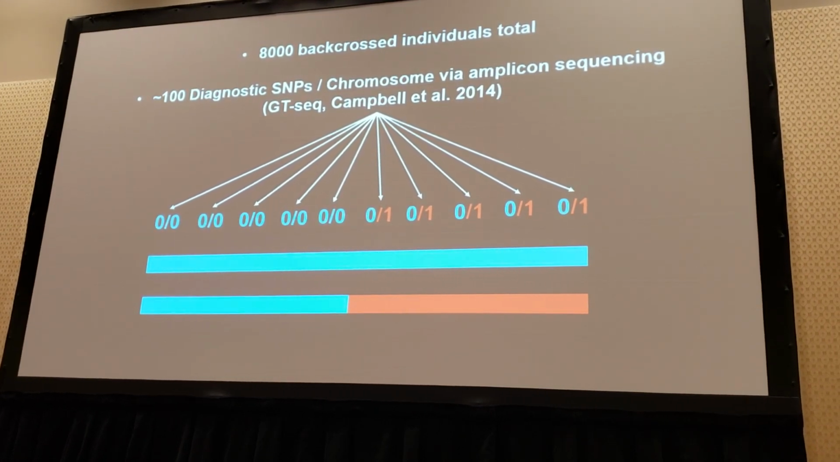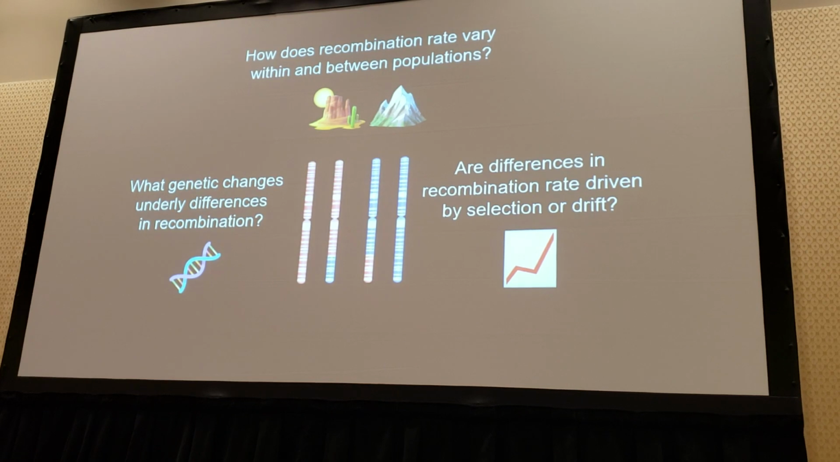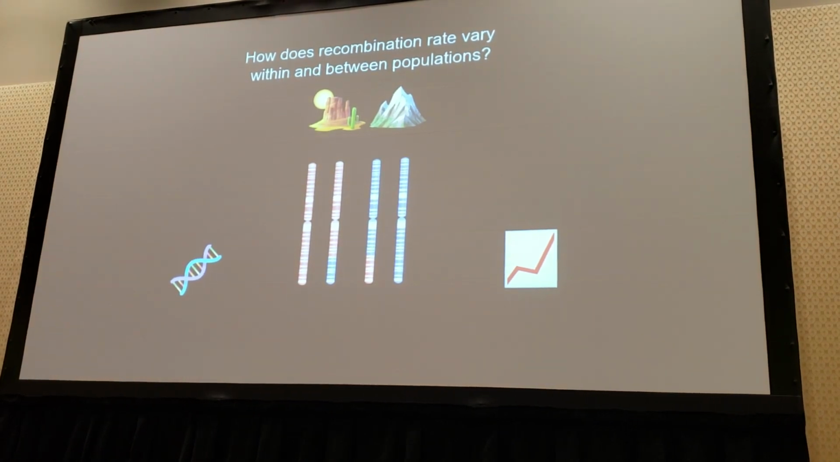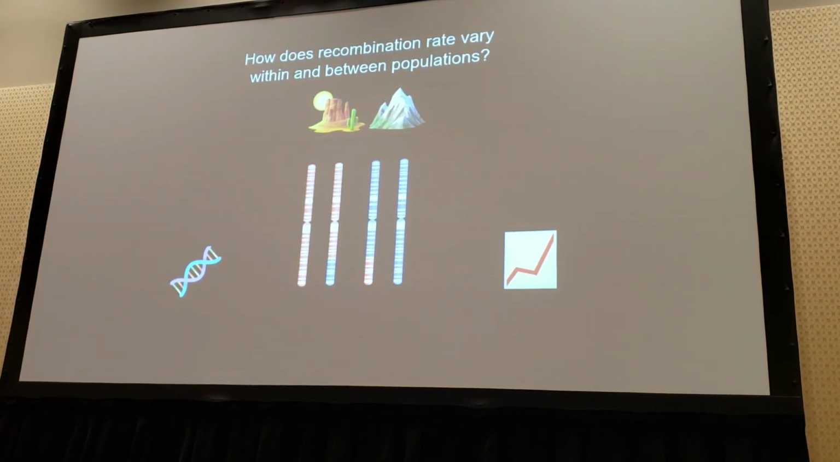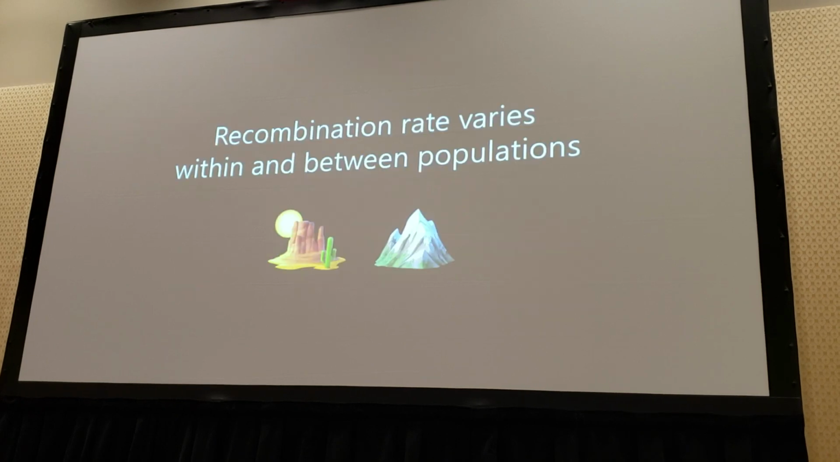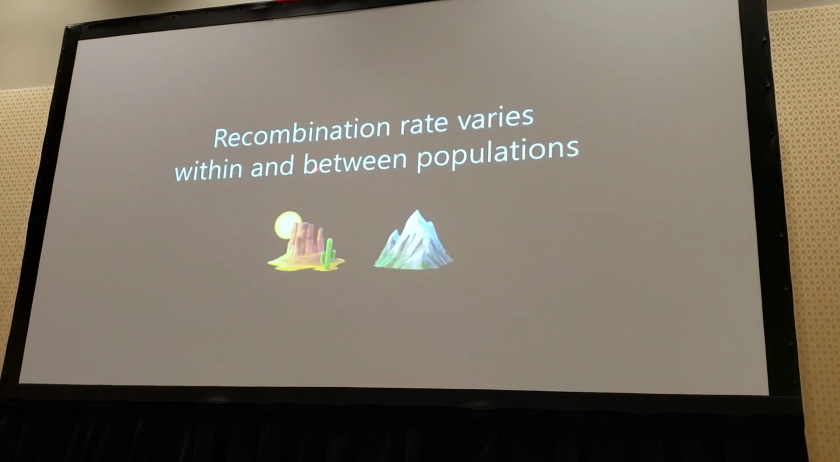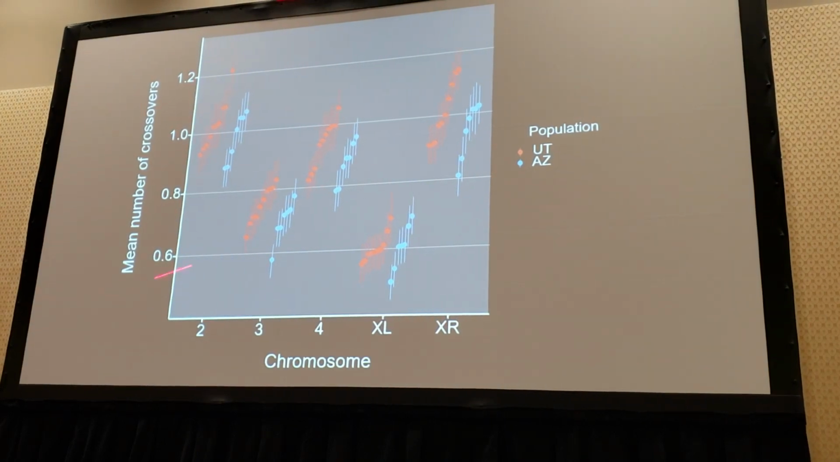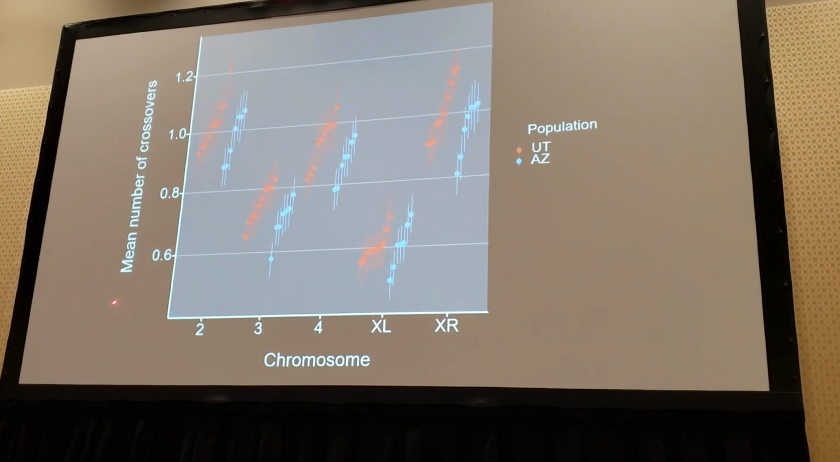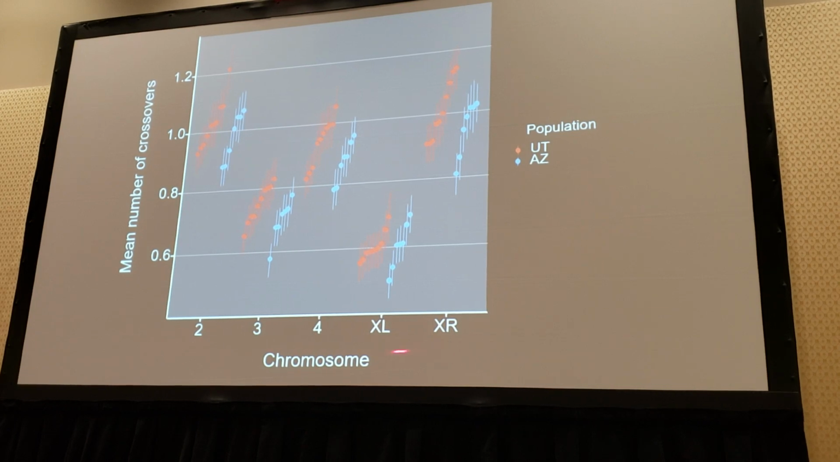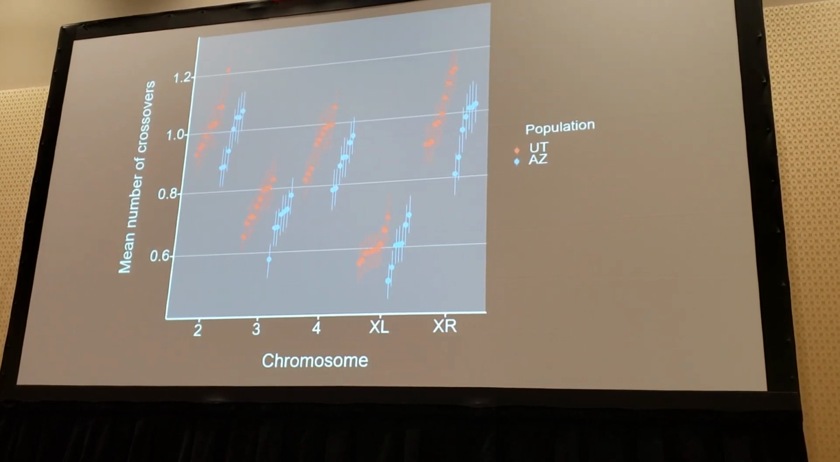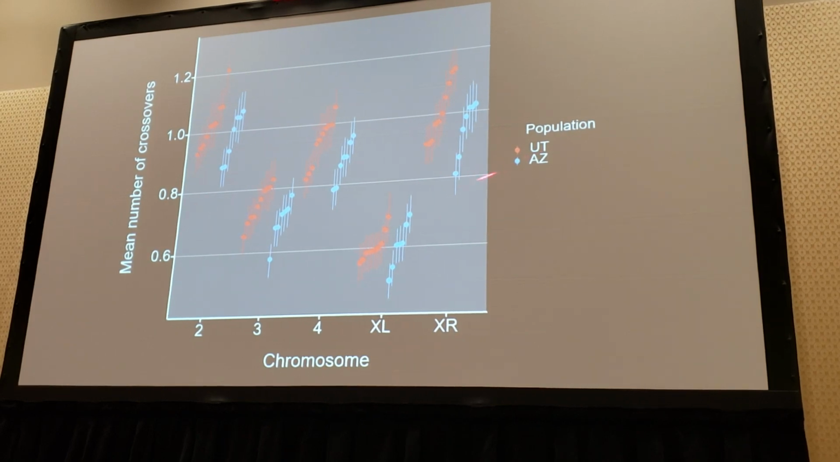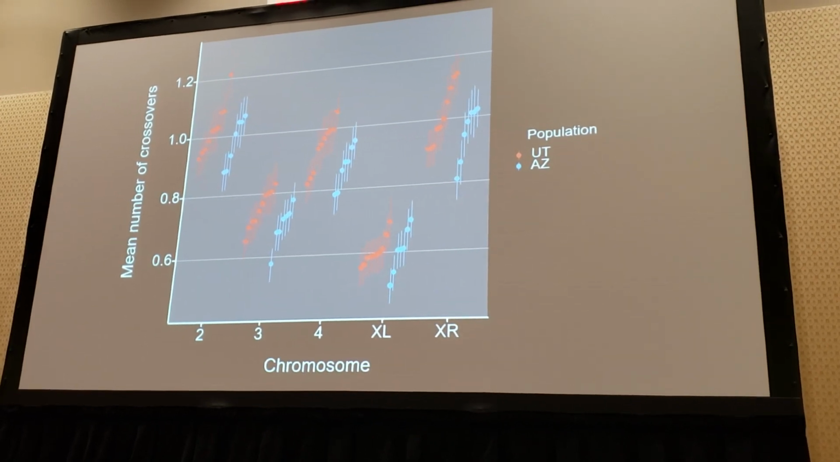Okay, so back to our questions. First, let's talk about how recombination rate varies within and between populations. Just to spoil it, it does. It varies within and between populations, and here's what that looks like. On the y-axis, we have recombination rate, and our chromosomes are on the x-axis. These are all the chromosomes of Drosophila pseudoobscura. We have our Utah population in red and our Arizona population in blue.